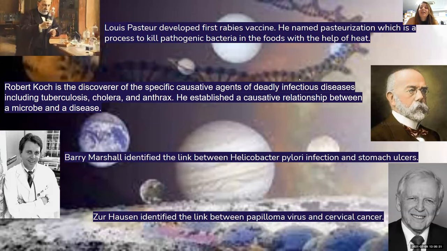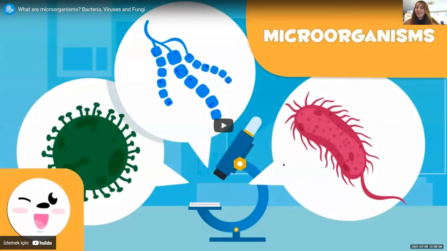And Robert Koch is a very, very famous person in microbiology. He is called the father of microbiology, and he established a causative relationship between a microbe and a disease. Barry Marshall identified the link between Helicobacter pylori infection and stomach ulcers. And Zur Hausen found a link between papillomavirus and cervical cancer. And now we have a short video about microorganisms.